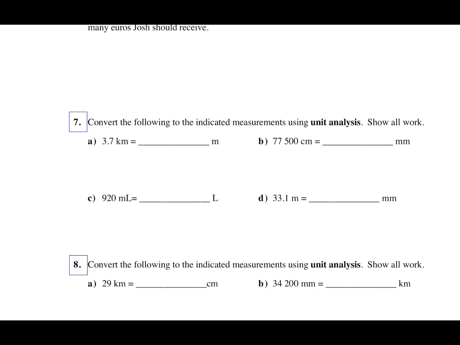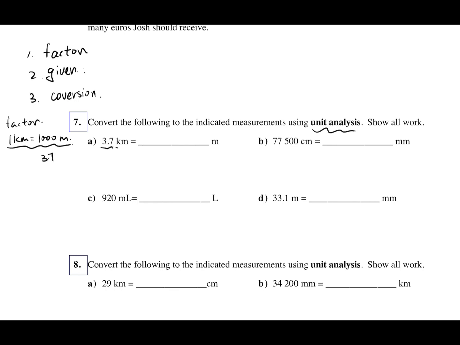Okay. Number 7. For this part, unit analysis, we need to write the first thing, the conversion factor, the second one is the given, which is the original part, and the third is the conversion. Let's use the first one, from kilometers to meters. So 1 kilometer equals 1,000 meters. This is the factor. Then the given is 3.7.